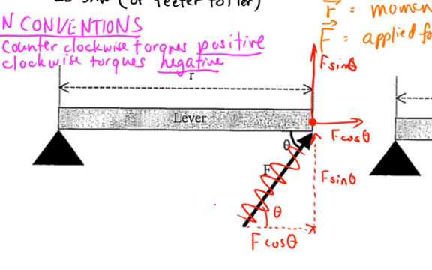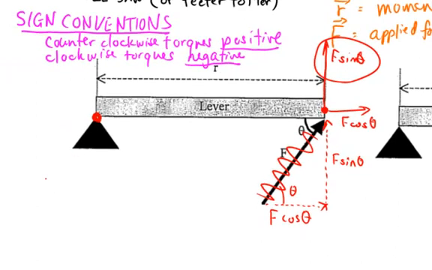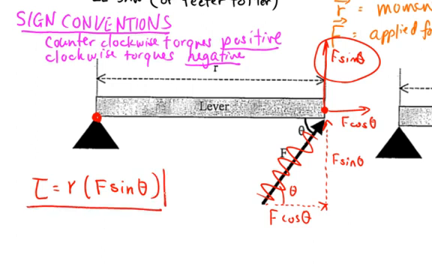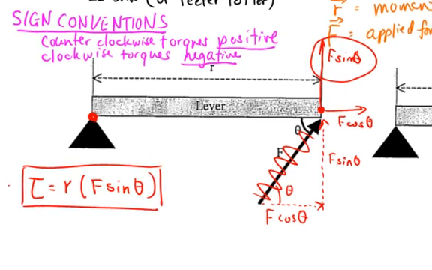Which one of these is going to cause rotation? Well, it's the F sine theta that's going to cause the rotation. So if my pivot point, my fulcrum, is over here on the left-hand side, then the torque is equal to R times the component of the force that's causing the rotation, F times the sine of theta. That's one way of looking at the torque.